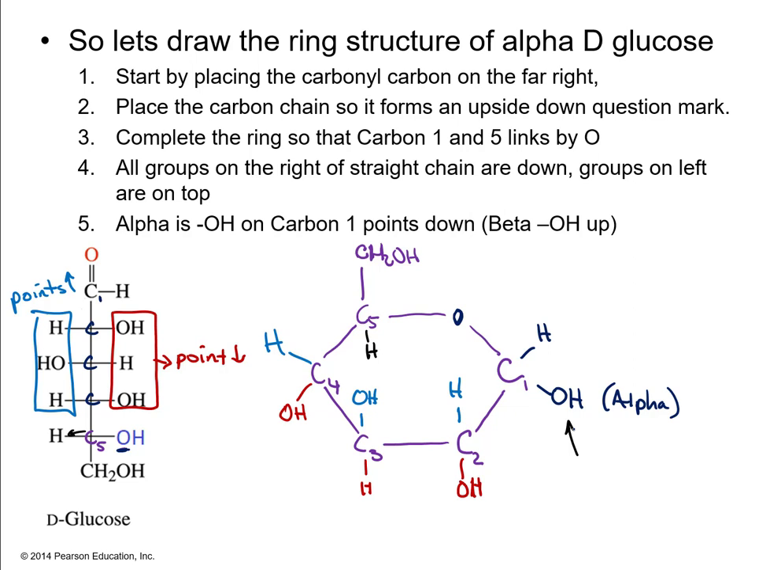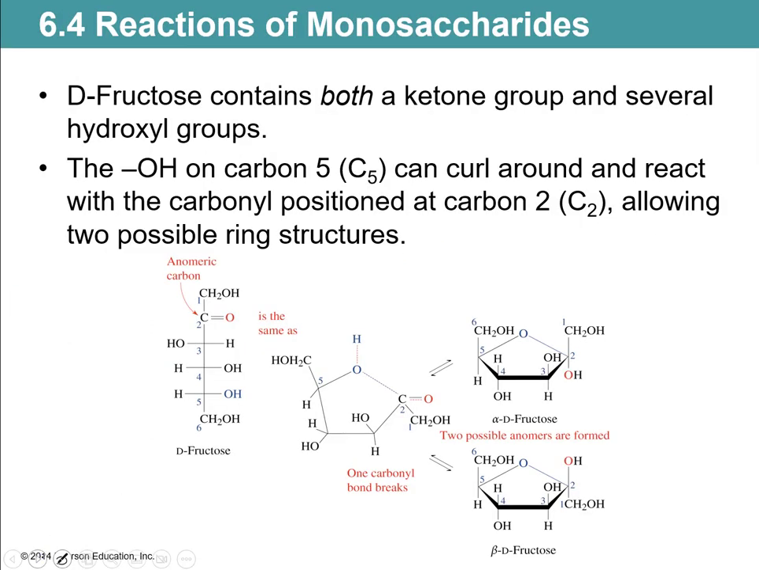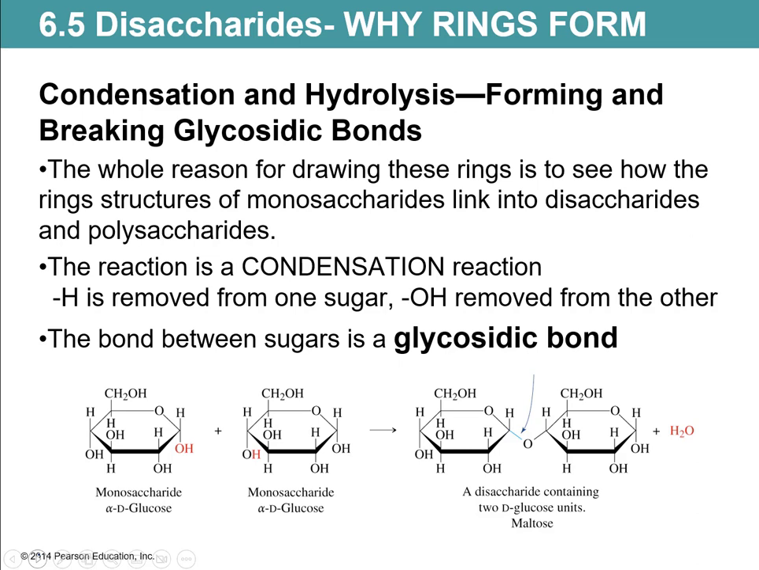So that's one thing. If you were comparing these two, you can say this and this match because the carbon's in the middle. Any alcohol or hydrogens that are off the right side will always point down. Any that are on the left side will always point up. So that's alpha-D-glucose.